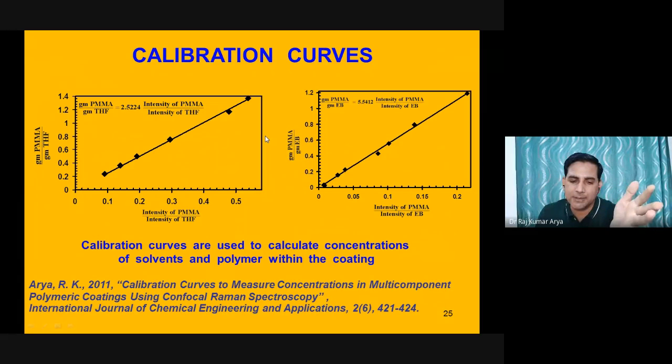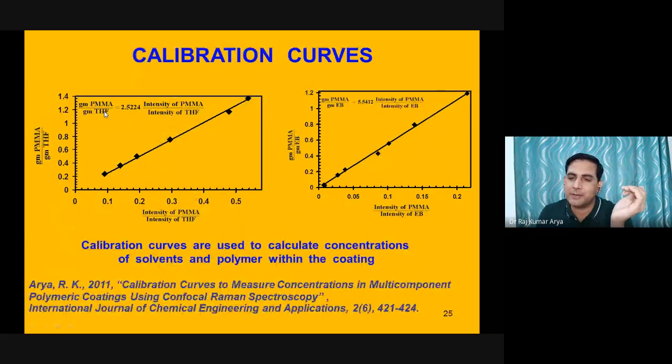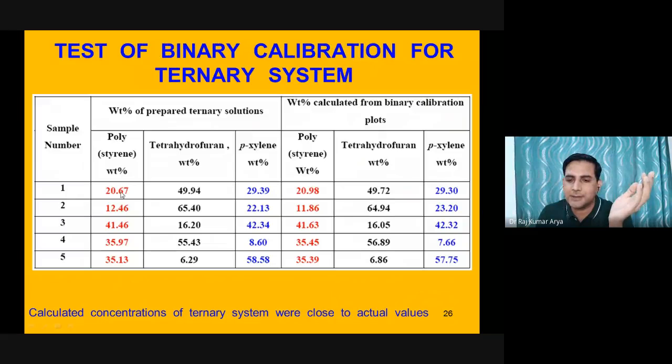We have tested with these calibration curves for PMMA in tetrahydrofuran, and PMMA in ethyl benzene. This red mark one shows the three samples which we have prepared in our lab just to test the calibration curve. This is the column 2, which was calculated from the binary calibration curve. You can see that there is not much change, 20.67, 20.98. So whatever is calculated from this binary calibration curve is the same as what we have prepared.